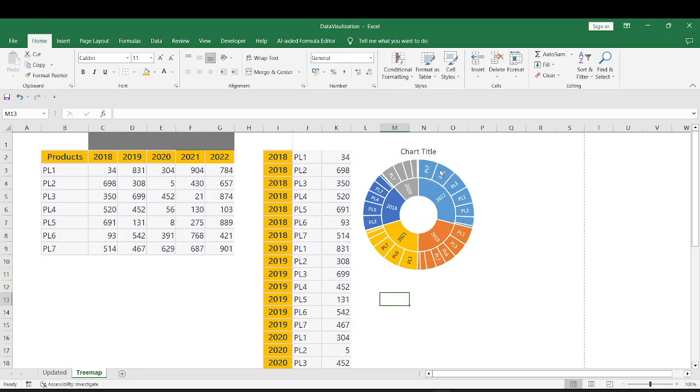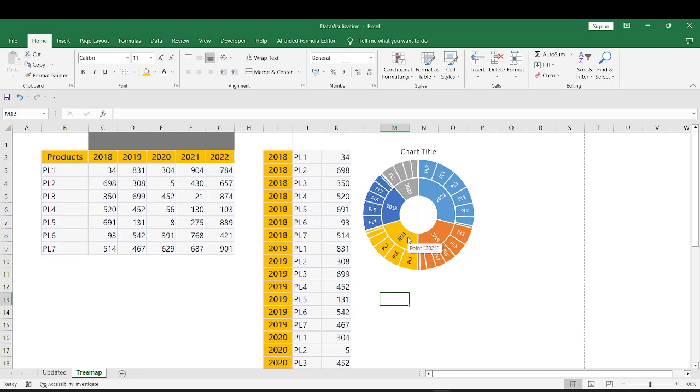Now when we look at the outer ring, PL7 has more space, PL5 has a little more space, and the least one is PL6 and the highest one is PL7. This means in 2022, the highest quantity produced was for product 7 and the least product was for product 6. For 2019, PL1 was produced high with a quantity of 831, and here the least product which was produced was PL5 with 131 as its total value.